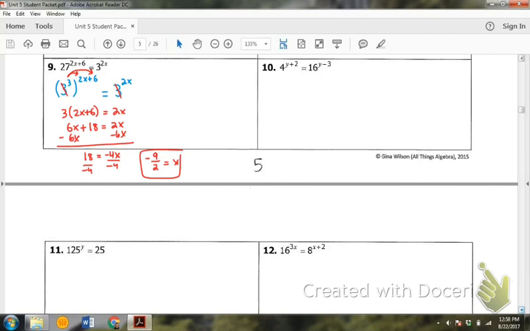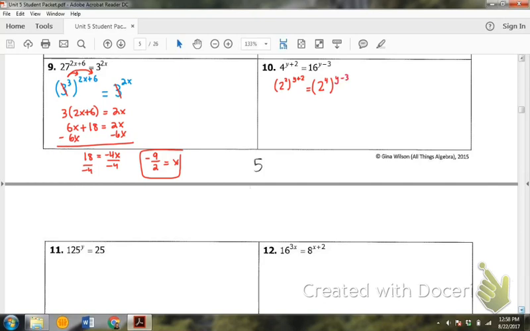Okay, number 10. Sometimes there's a couple ways to do the problem. On number 10, can you make 16 become a base of 4? Yeah, you can. It's a perfect square, right? 4 squared. But what if you thought it to be a base of 2? What if you changed 4 to be 2 squared, y plus 2, and then you change 16 to be 2 to the 4th, y minus 3.